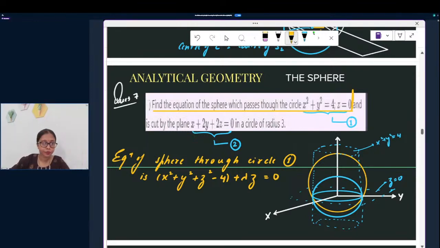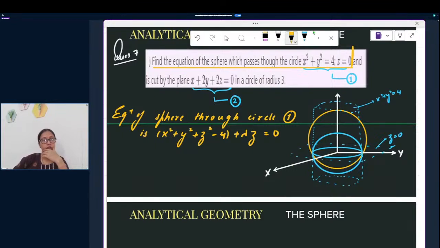All right, now I have the equation of the sphere through the circle. So I got the equation of the sphere. All I need to worry about now is this lambda, for which they have given us the extra condition: it is cut by this plane. When a sphere is cut by a plane, I know that there is a circle, and I know how to find the radius of that circle as well, right?